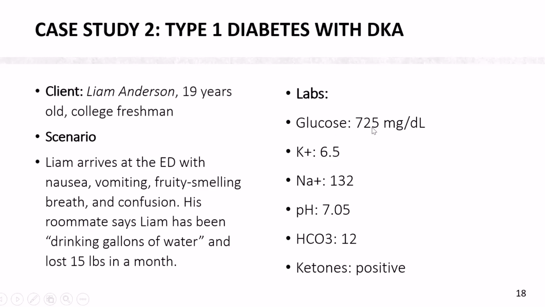These are the labs. Glucose, 725 milligrams per dL. Look at the potassium, 6.5. Normally with Next Gen, when you have these labs provided, you have the reference ranges in brackets, so you are able to just compare. It helps you to know how the labs are going. Sodium 132. At least have an idea of some common labs in the reference range, but mostly you have the reference range. Bicarbonate 12, ketones positive, pH is 7.05.